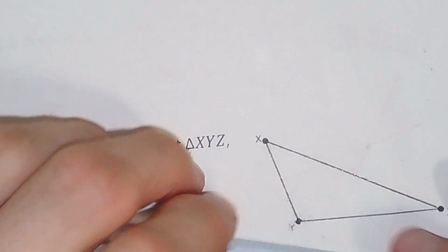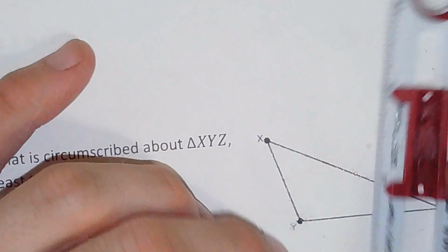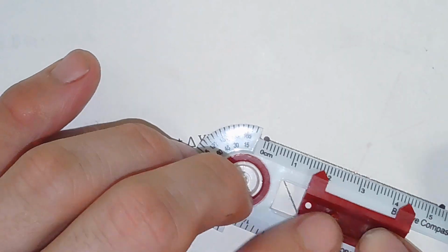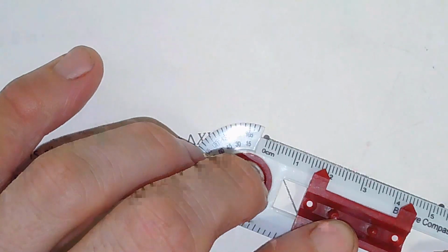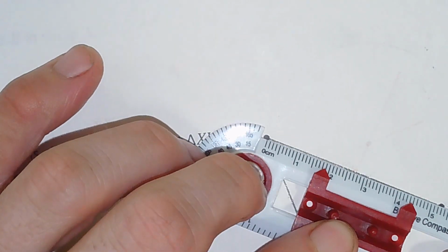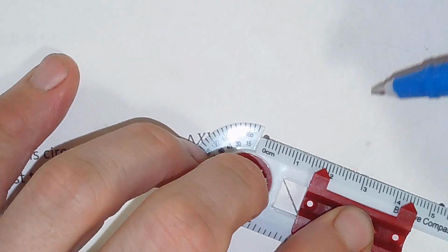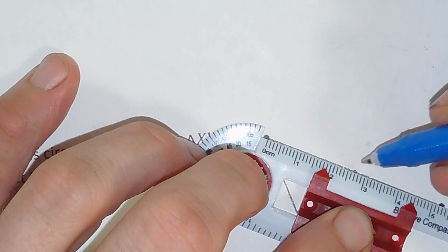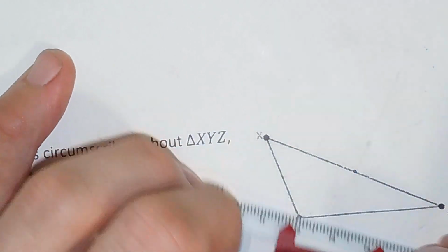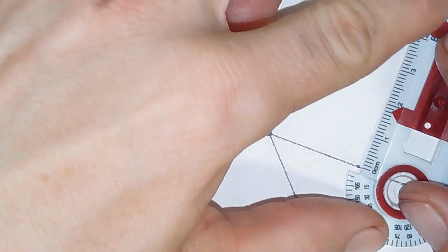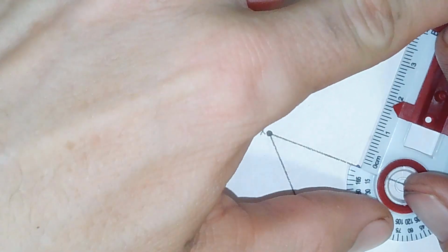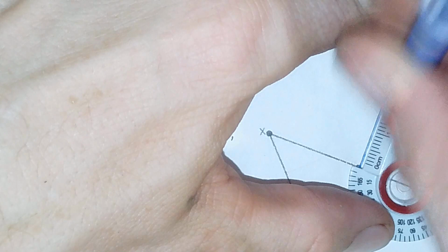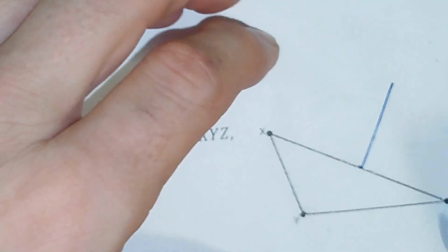All right, so let's find a midpoint of two of these lines. Let's start with the hypotenuse. It's about 5.3 or 5.4, so let's go to like 2.7, mark it right about there, and let's take a right angle, go up from there. That is a perpendicular bisector.